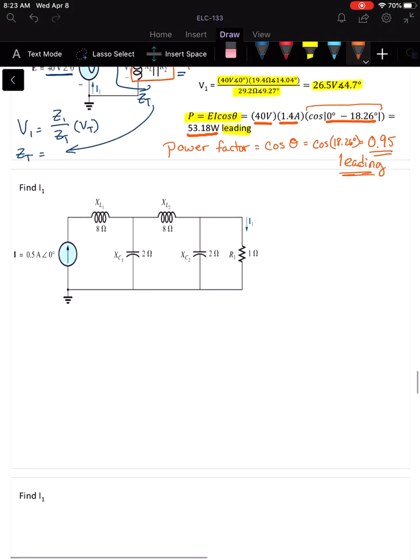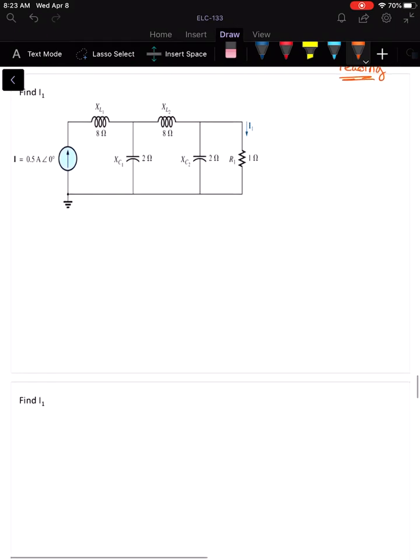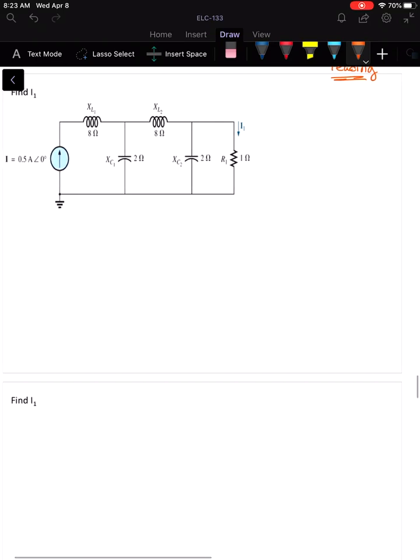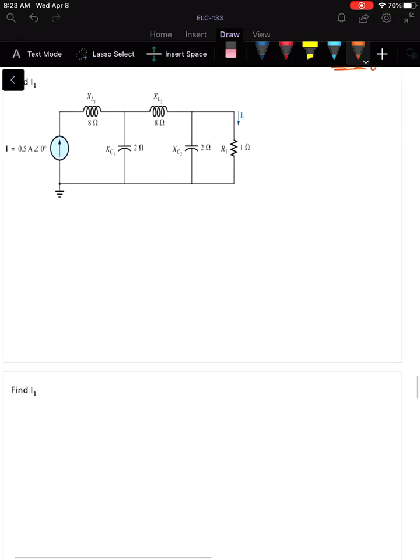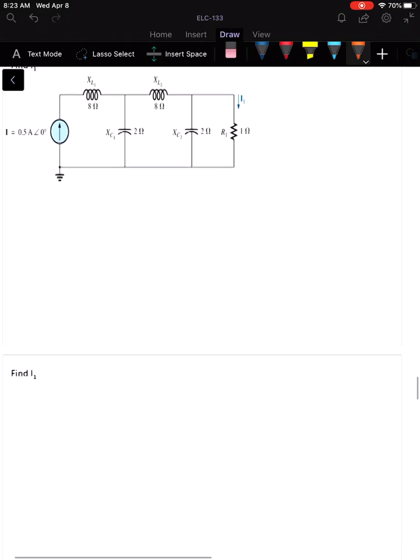All right, let's look at our next circuit. And here we want to find I1. That's the current through R1 all the way out to the right side there. All right, so the first thing we want to do is do kind of a reduce and return so that we can return back and find that current. So the first thing I would do is I would combine the capacitive impedance and R1, the impedance of R1. Those are in parallel.